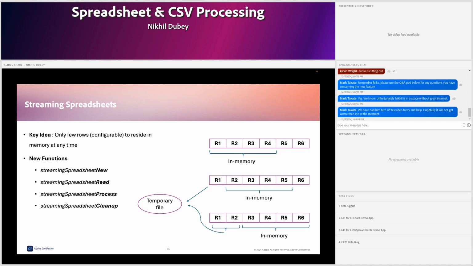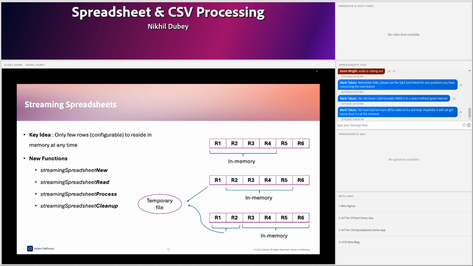Streaming allows you to keep only a few rows in the memory at any point in time while you are doing this processing of the Excel sheet. This is in contrast with the traditional spreadsheet wherein you would bring the entire sheet into memory before starting the processing. For this, the number of rows here will also be configurable. So instead of all rows in memory, you would have only certain rows.